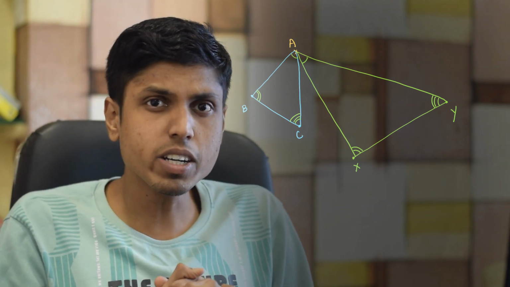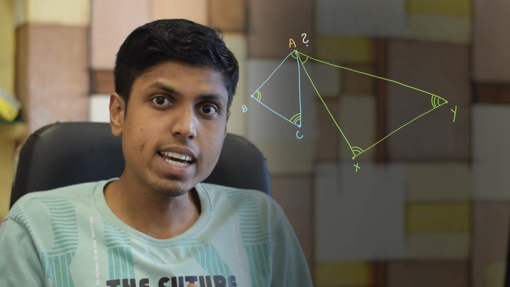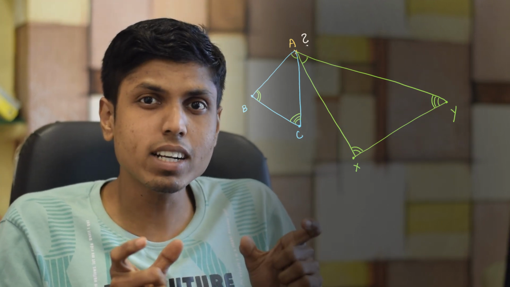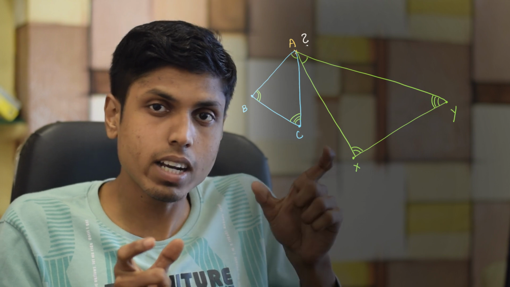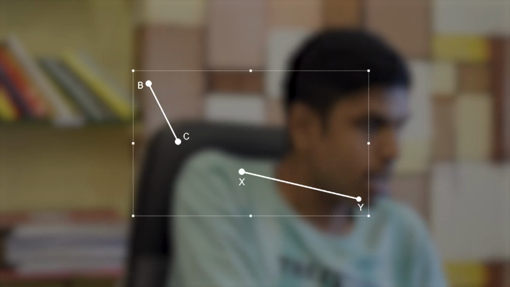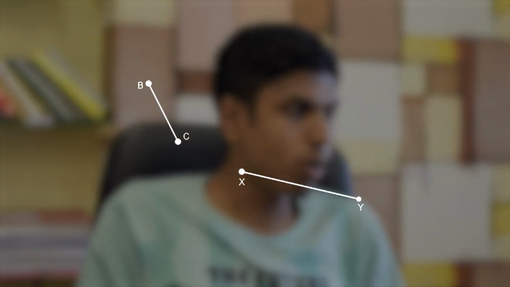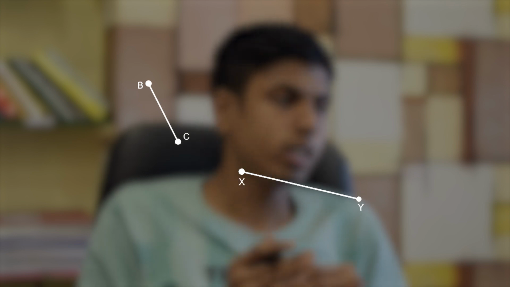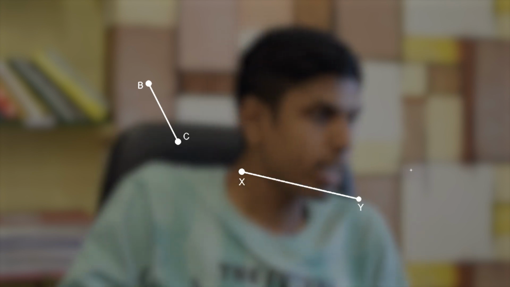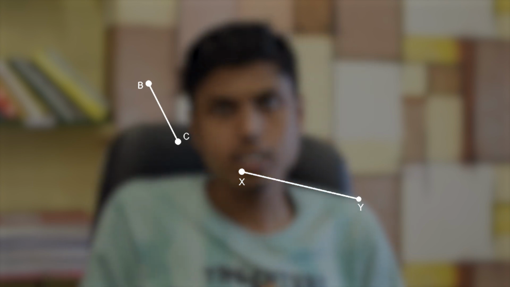So, interesting question in this idea is that given two line segments, can I always find a spiral center that takes one line segment to the other? And let's try to answer it. So here we go with the diagram that we ask ourselves about the existence or the way to find the spiral center that takes the line segment BC to another line segment XY.